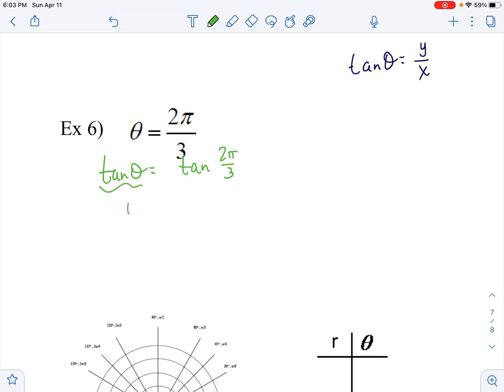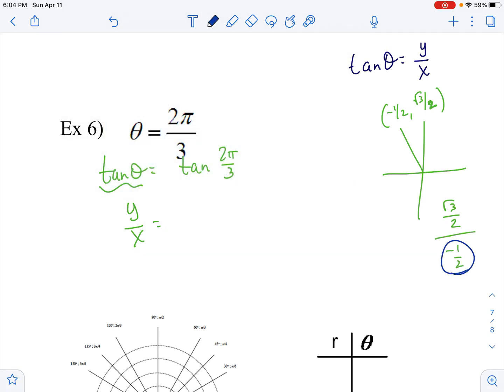That allows me here to plug in for tangent y over x. And then I know from my unit circle, if I look at 2 pi over 3 up here, that's the ordered pair negative 1/2, root 3 over 2. Tangent, remember, is y over x, so I take my y value of root 3 over 2, divide by negative 1/2, which means I've got to flip the denominator and multiply by negative 2 over 1. So tangent of 2 pi over 3 is just negative root 3.